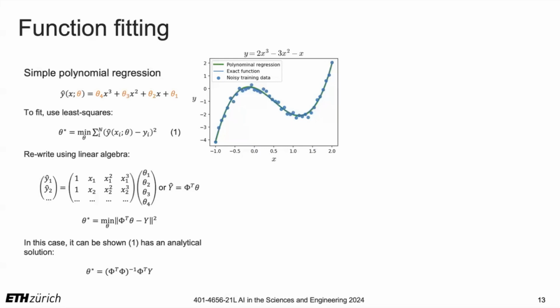And you can show for this polynomial or linear regression case, there's an analytical solution, so you can compute this analytically, and it just involves computing an inverse of this phi matrix. OK, great. So hopefully that's something you should be very familiar with.